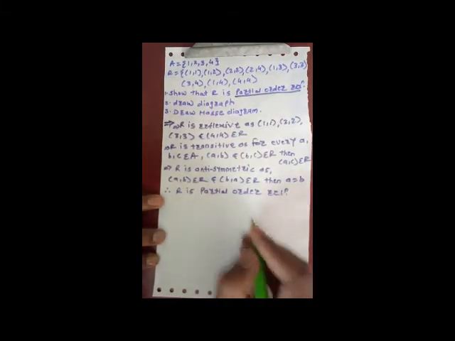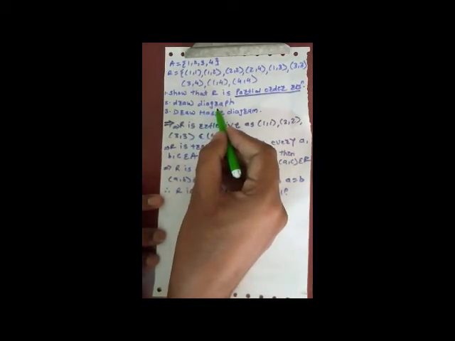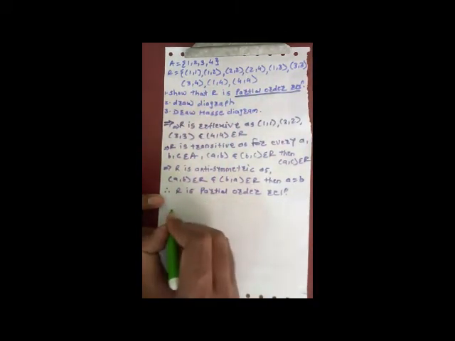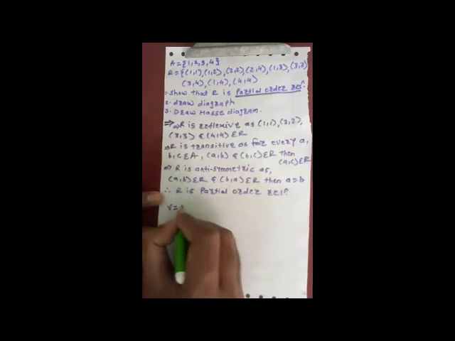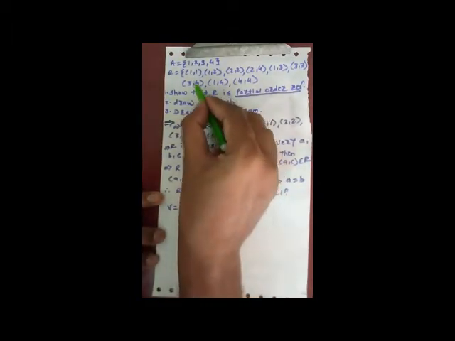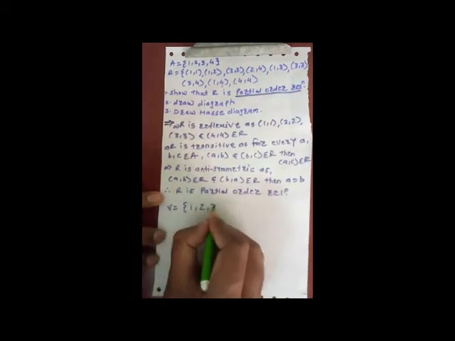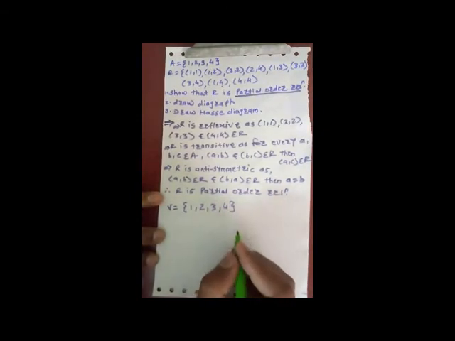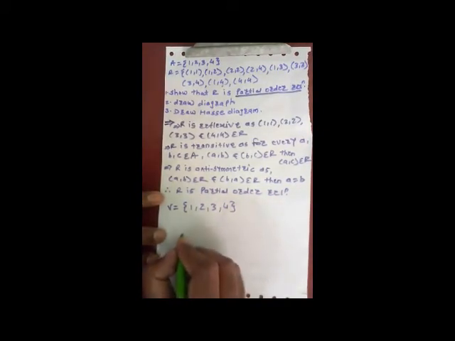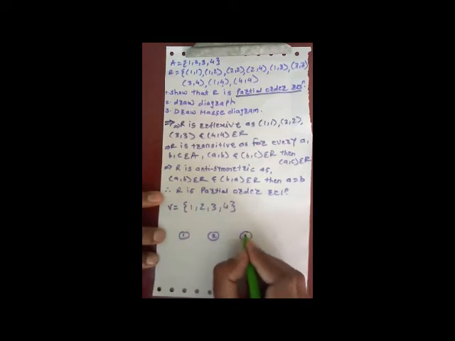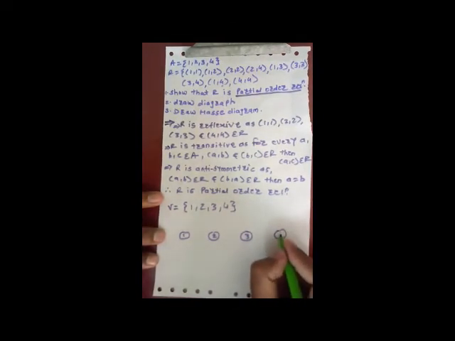Now the second question is to draw the diagram. For drawing the diagram we require vertices, and vertices are nothing but the elements which are present in the R, that is 1, 2, 3 and 4. So 1, 2, 3, 4, right? So consider this is 1, this is 2, this one is 3, and here I will take 4.